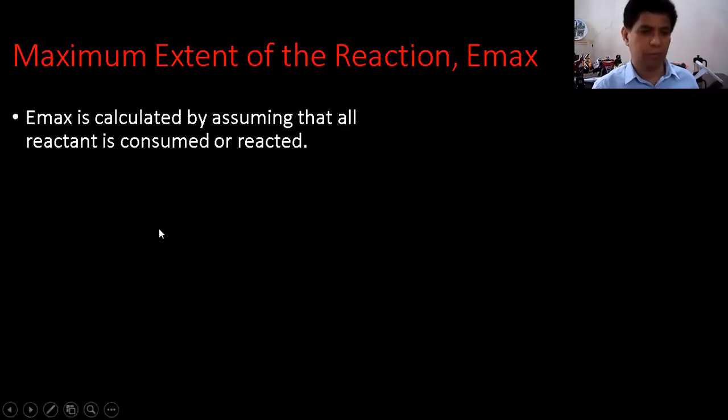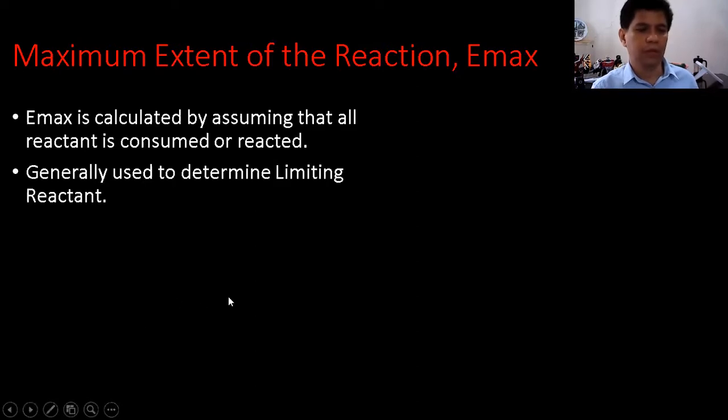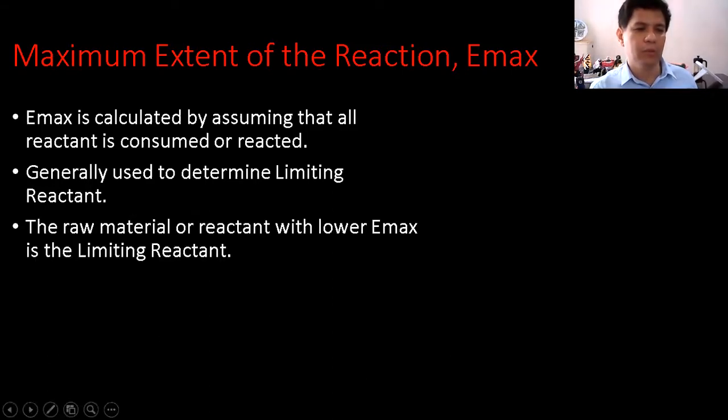Okay? So ano bang gamit nito? Why do we need to calculate Emax? So generally, Emax is calculated to determine the limiting reactant. Paano ba yun? Siyempre, the raw material or reactant with lower Emax is the limiting reactant. Kasi generally, mas konti yung limiting reactant, so yung Emax niya mas mababa, no? So that's the practical importance of calculating Emax. Halimbawa, dalawa yung reactant nyo, calculate the Emax of reactant 1, calculate the Emax of reactant 2, and then the one with lower Emax is the limiting reactant.